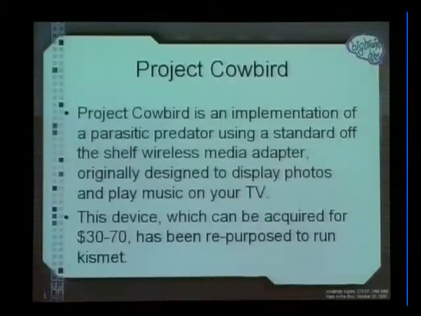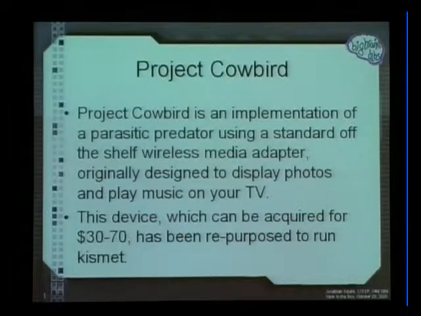So I created this project, which is also available, I think it's still on my website, called Project Cowbird. Basically, I took one of these UPnP AV routers, or specifically a media renderer, and this is a really old one. They're about $30 to $70, which makes them cool from the throwaway device standpoint too. I figured I'd subvert it.